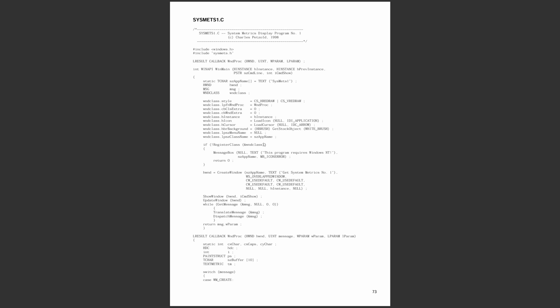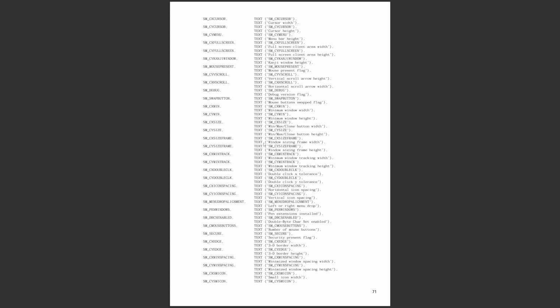The program that displays this information is called sysmets1, and the sysmets1.c source code file is shown in figure 4-5. Most of the code should look familiar by now. The code in WinMain is virtually identical to that in HelloWin, and much of the code in WndProc has already been discussed. Okay, looks like we have the whole program here in the source file. We have the sysmets.h, which we just looked at above here.